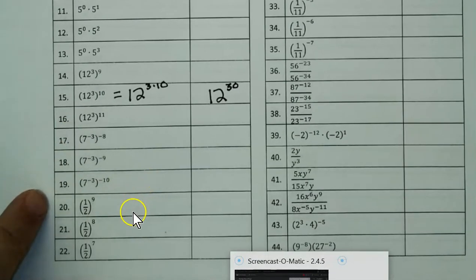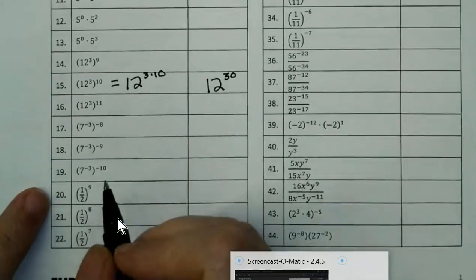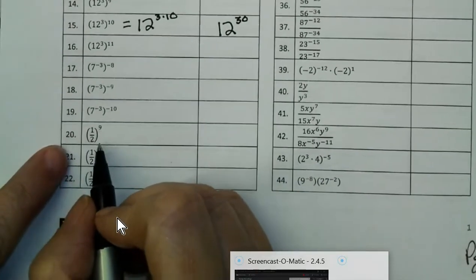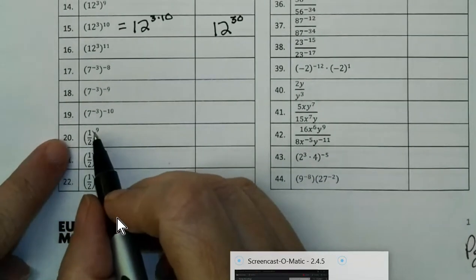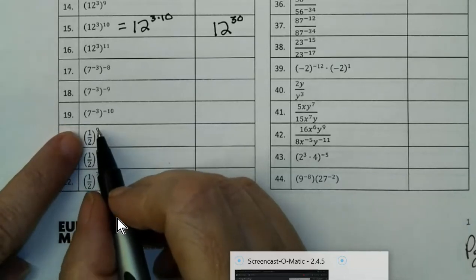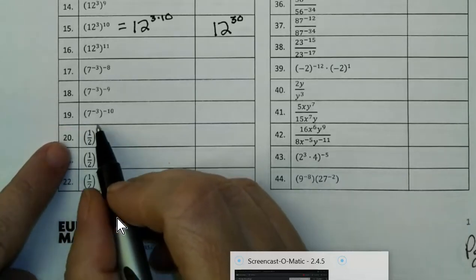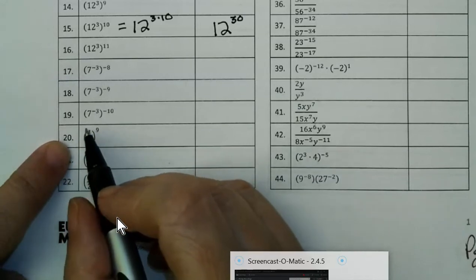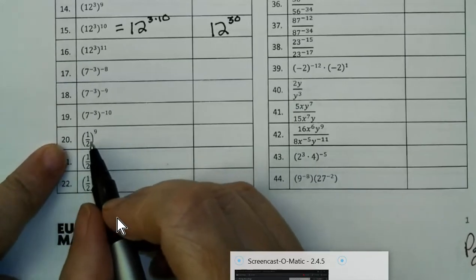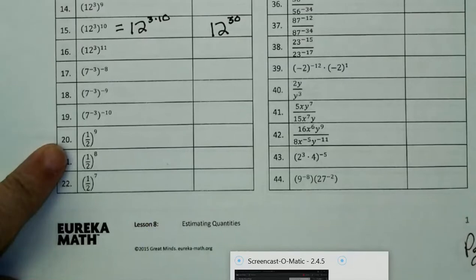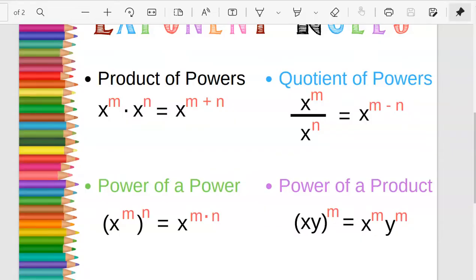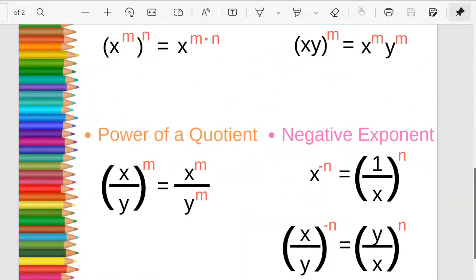Okay. Now let's go ahead and do number 20 together. Number 20. So I have 1/2 raised to the 9th power. Let's see if I've got a sample on my sheet of rules that looks like this. That's a fraction raised to a power. Okay, I see a fraction here, but that's really a quotient. That's not the whole fraction being raised to a power. It's got two different powers. Let's see if I've got another one.